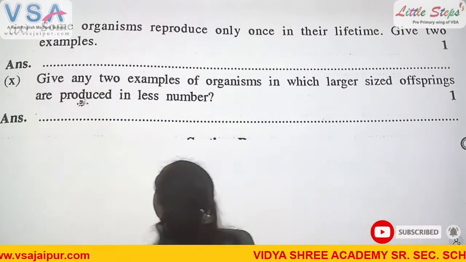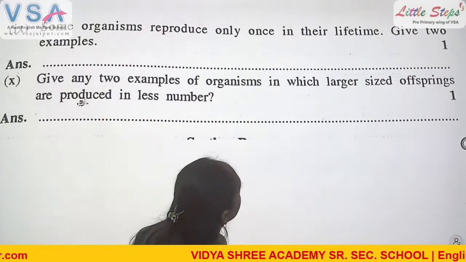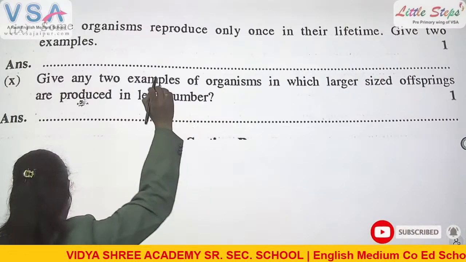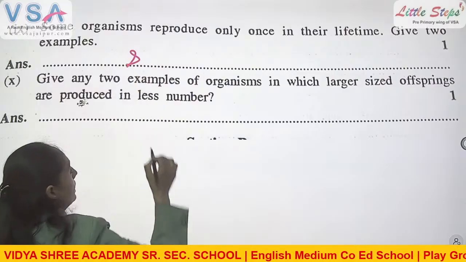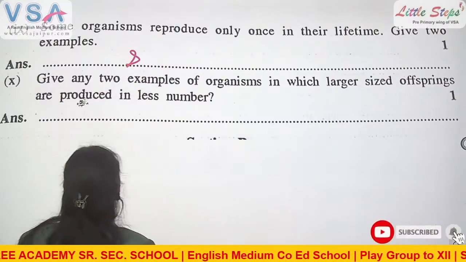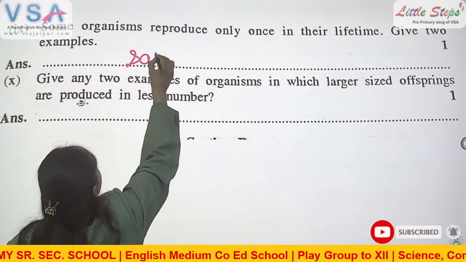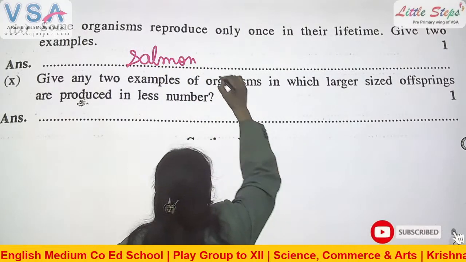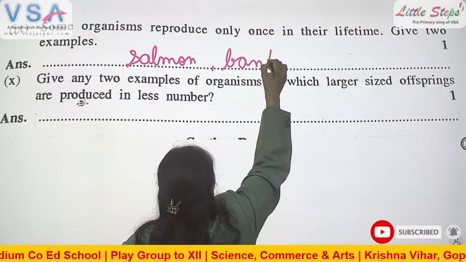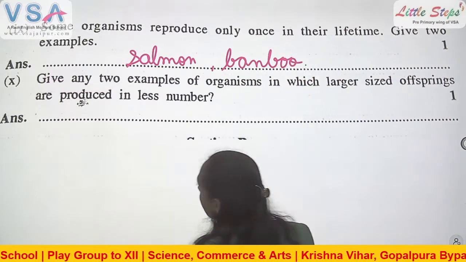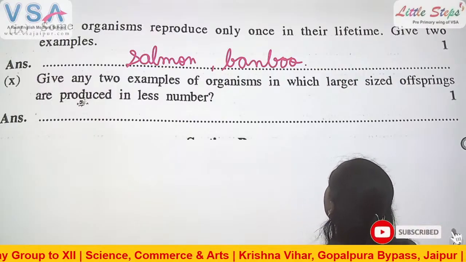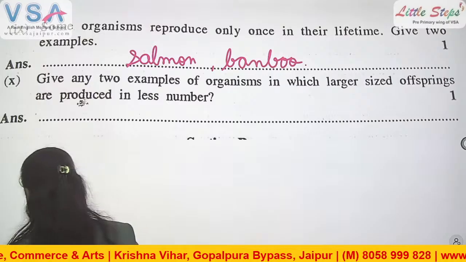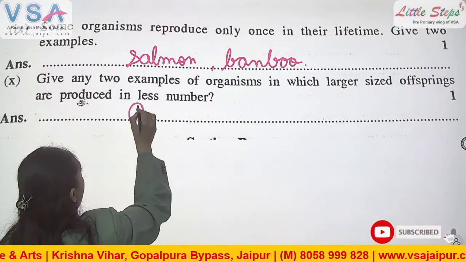Now the next is some organism reproduce only once in their lifetime. Give two examples. Salmon, and another can be bamboo. Okay, give any two example of organism in which large size offspring are produced in less number. Oyster.